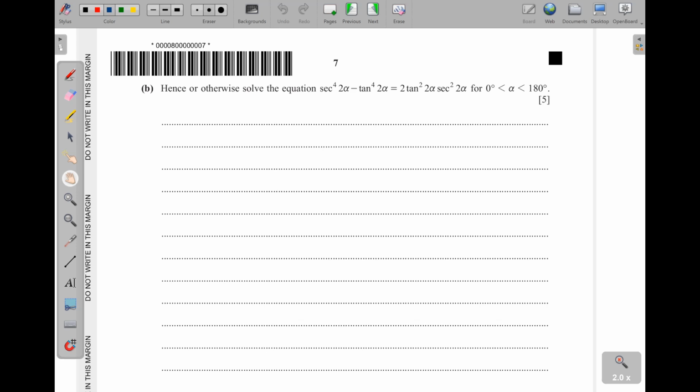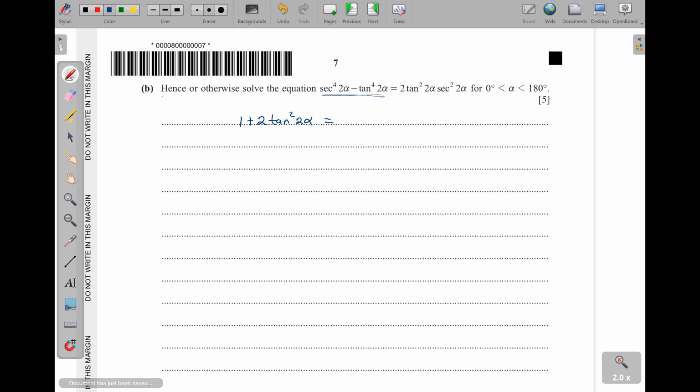Part B: hence or otherwise solve the equation sec power 4 2 alpha minus tan power 4 2 alpha, which is equal to 2 tan squared 2 alpha sec squared 2 alpha, for alpha ranging from 0 to 180 degrees. Already we have seen this one here as 1 plus 2 tan squared theta. But now the theta is 2 alpha. So that means we are going to have 1 plus 2 tan squared. Instead of theta, I'm going to put 2 alpha.